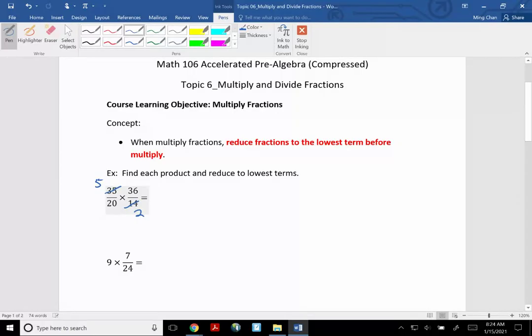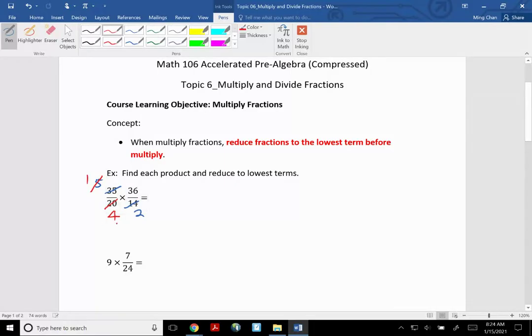Now I can take 5 and reduce it with 20. I can do 36 reduced with a 2, or I can do 36 and 20. As long as it's top with the bottom, it doesn't really matter. So I'm going to do top and bottom. I'm going to do 5 and 20 first. I know 5 and 20 can be reduced into 1 and 4.